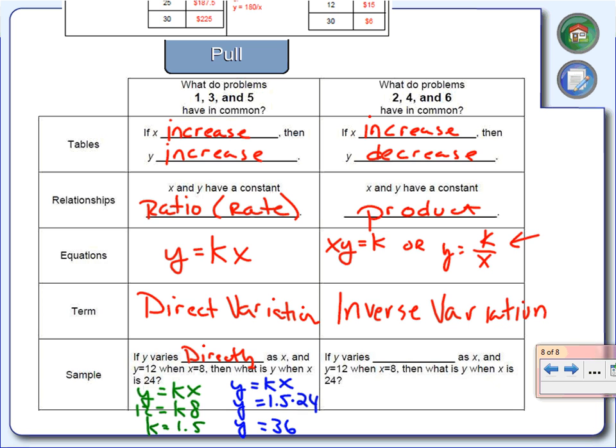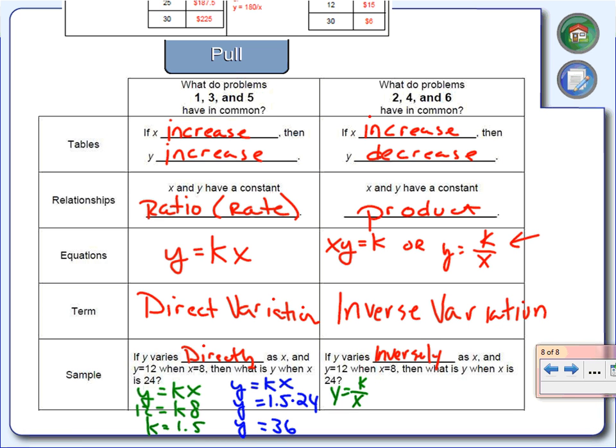All right, so if y varies over here inversely as x, and y is 12 when x is 8, what is the y value when the x is 24? We're going to do it very similar to what we did over here. The only difference is we have to use a different equation. The equation we're going to use now is y equals k over x. This is the inverse.